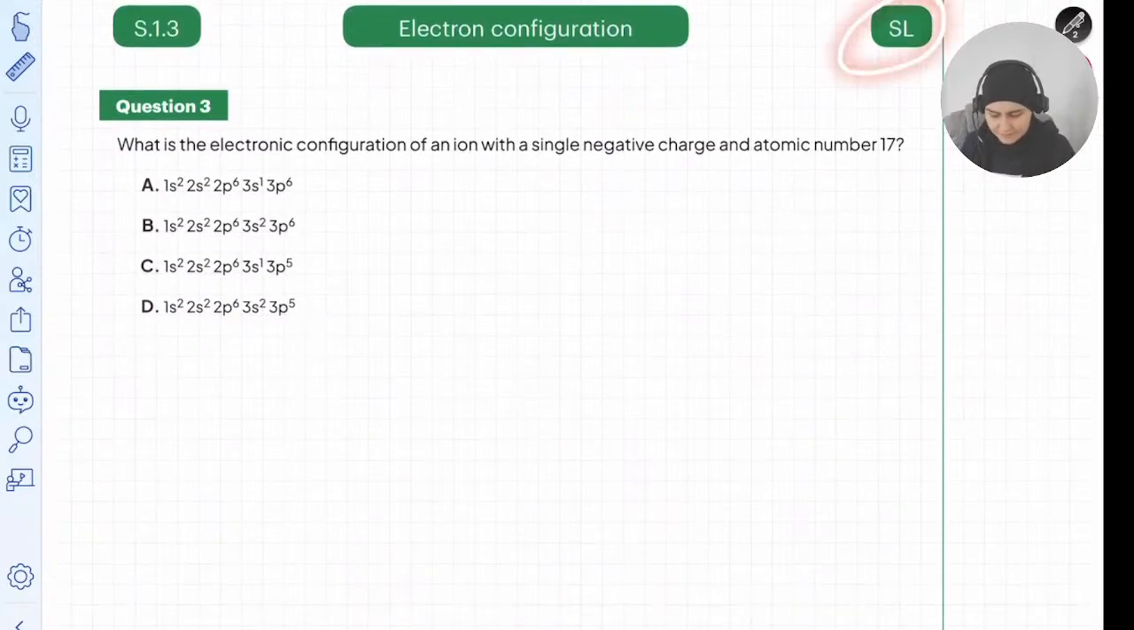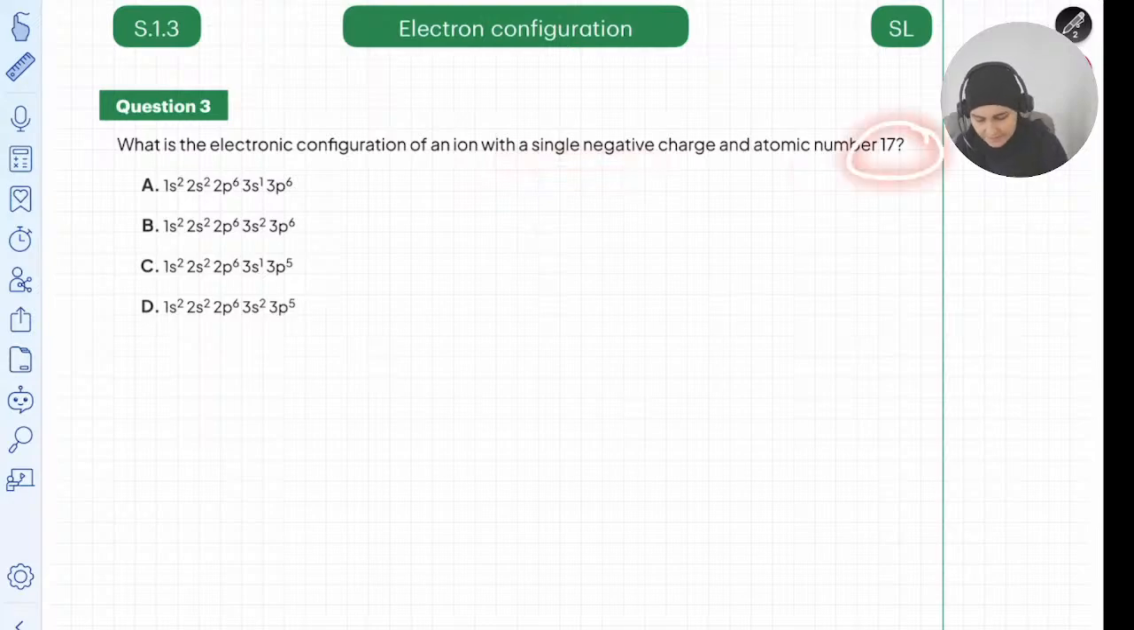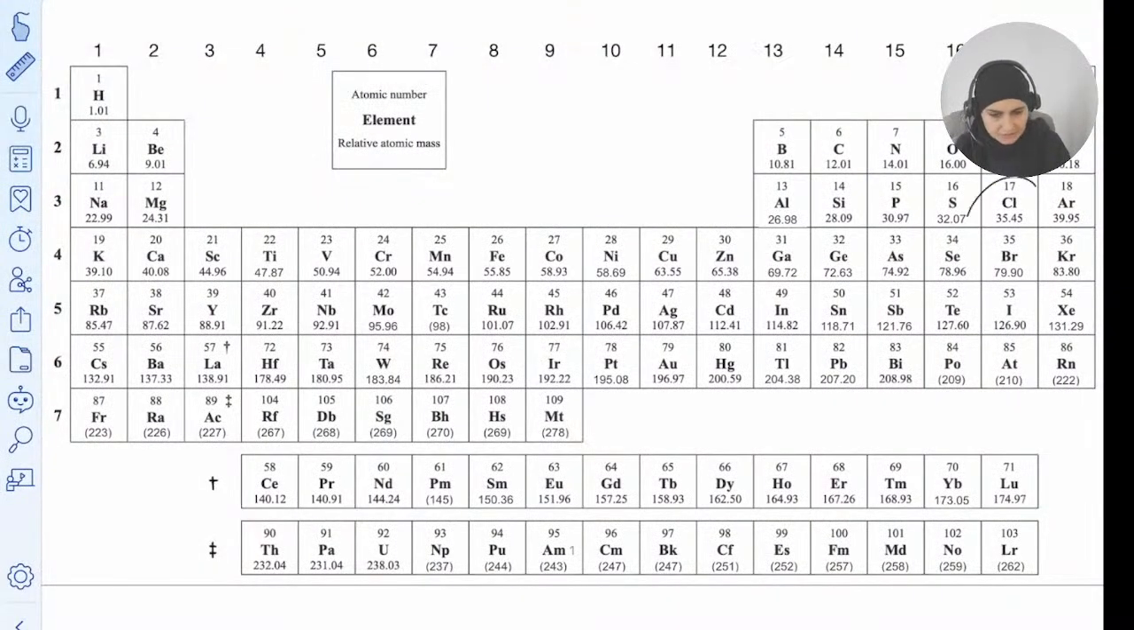Still a cell. What is the electronic configuration of an ion with a single negative charge and atomic number 17? Single negative charge, atomic number 17. So what do we do? Let's just see what element that is. That would be chlorine, 17 electrons.